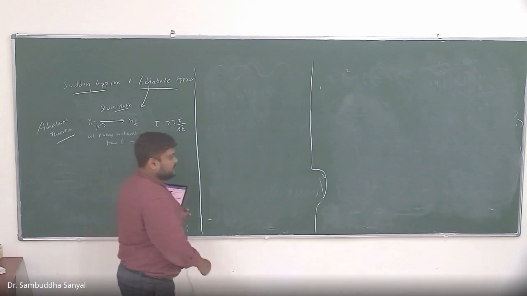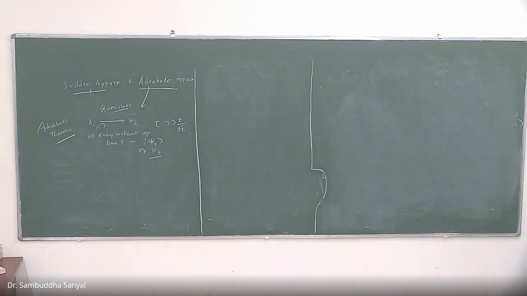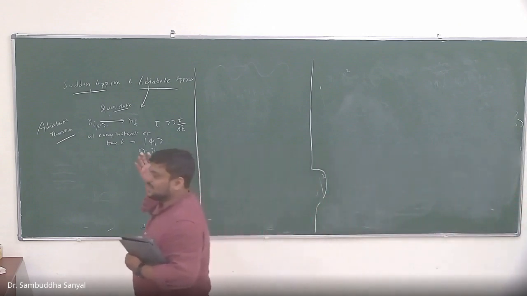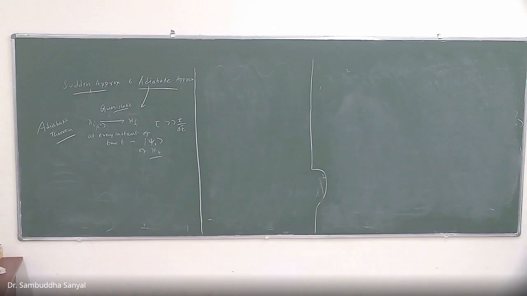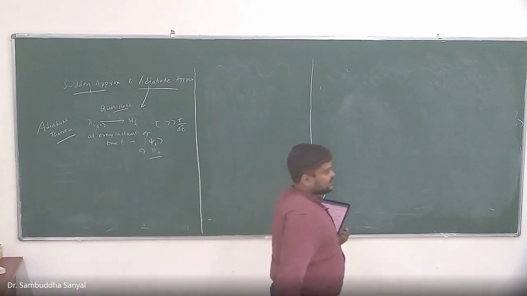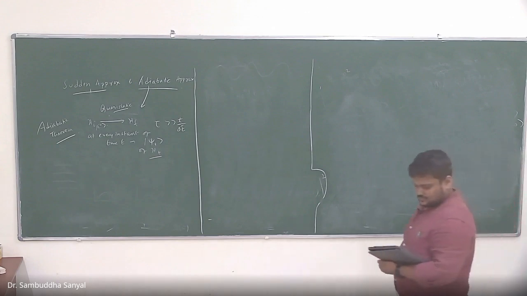It says that if you go slowly enough from an H_i to H_f, and you start with some eigenstate of H_i, then at every instant of time the system will remain in an eigenstate of the Hamiltonian at that instant of time. Okay, so this is the theorem. Let's try to prove it. Let's try to see why it is true.